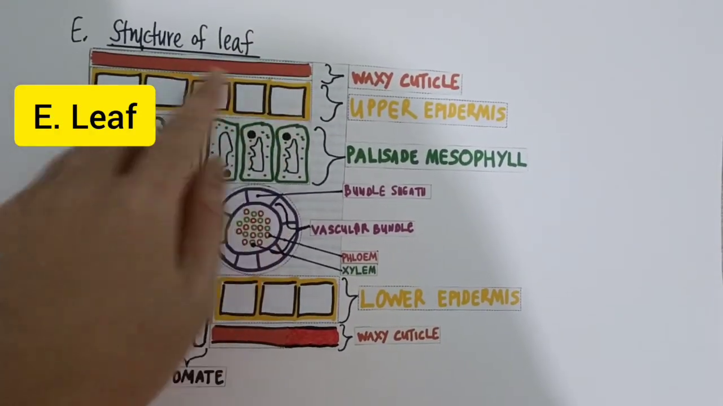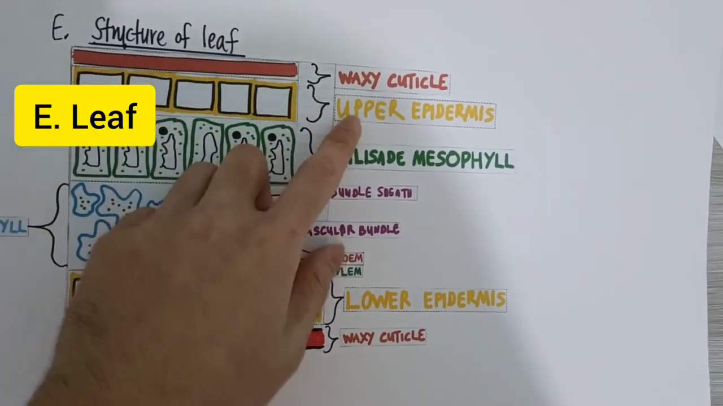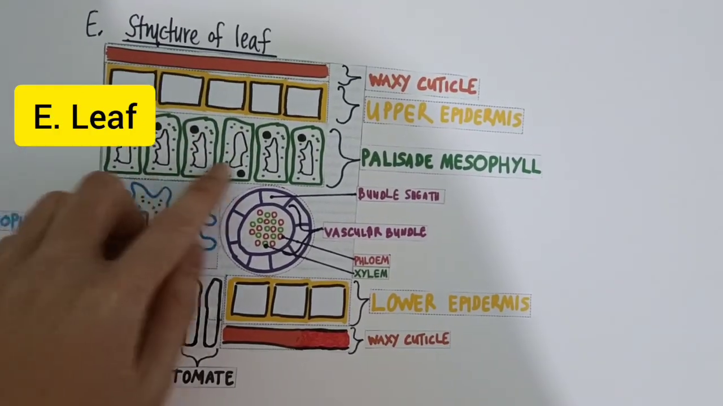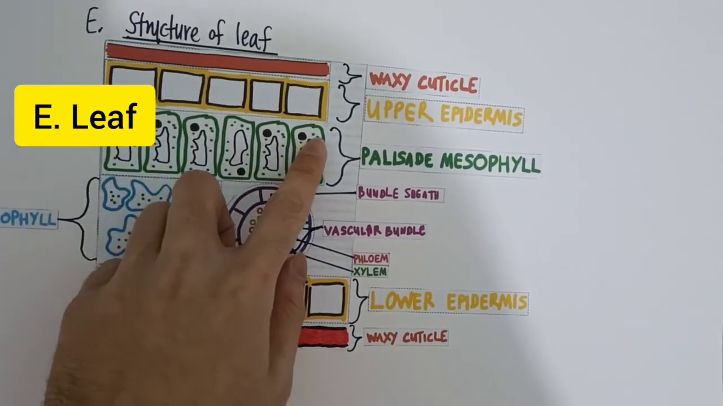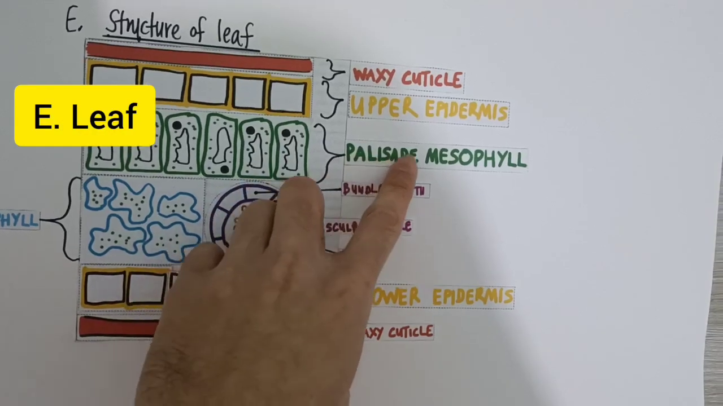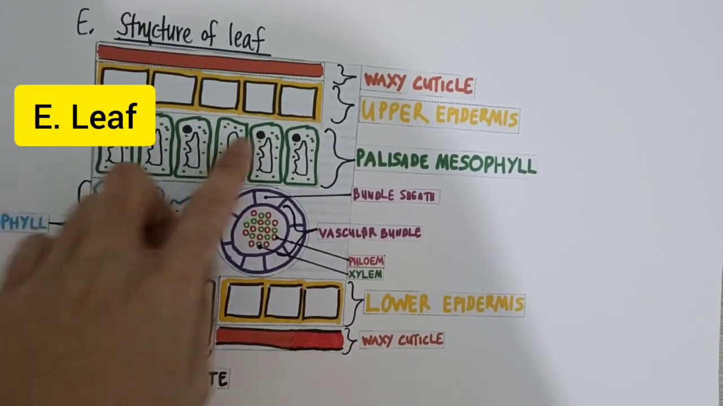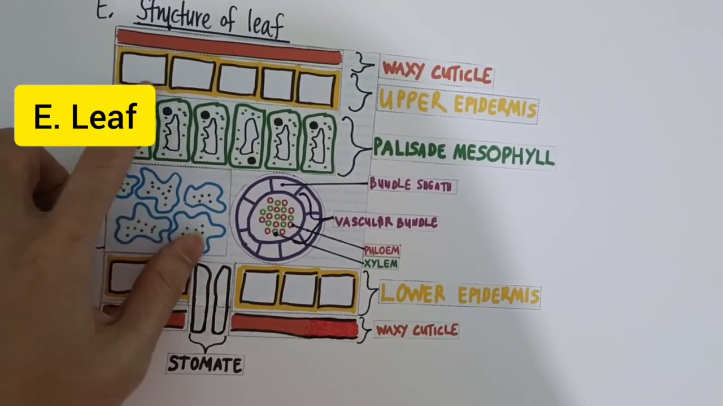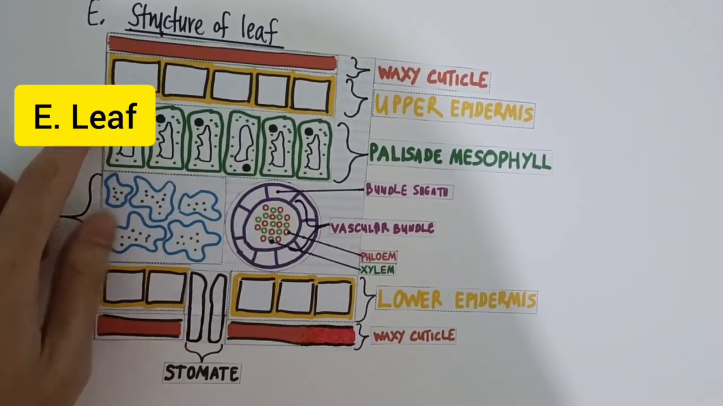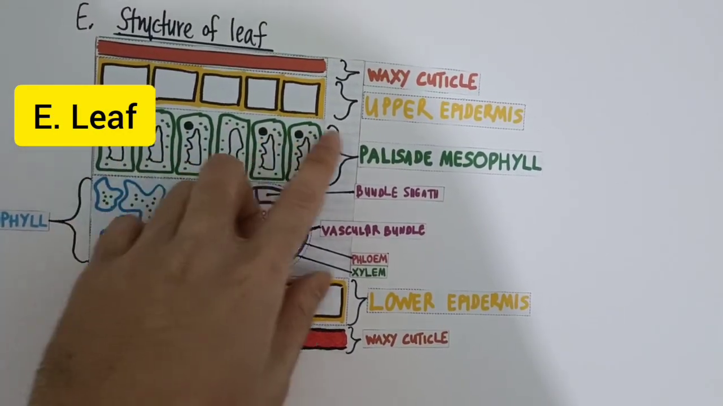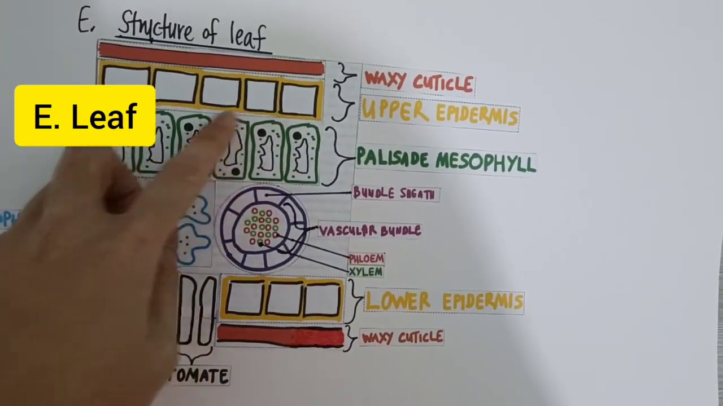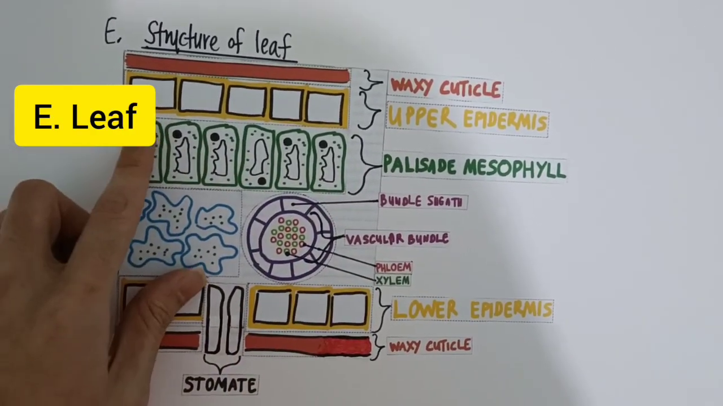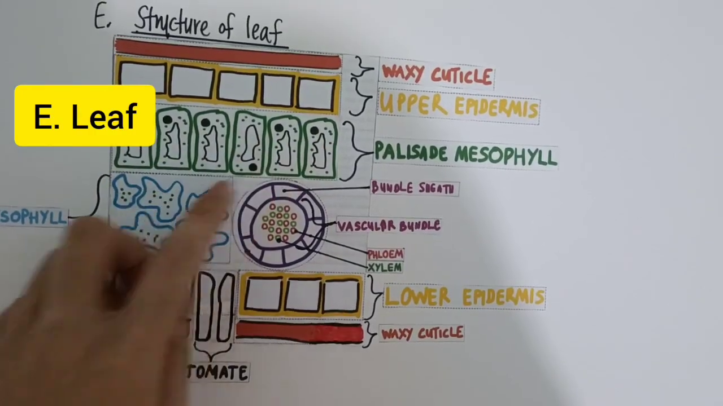Next, you can see this row represents the upper epidermis of the leaves, and as we go down, you can see this row of cells representing the palisade mesophyll cells. The palisade mesophyll cells are arranged vertically next to each other in a straight position. The reason for this arrangement is to maximize the absorption of sunlight for the maximum rate of photosynthesis in plants.